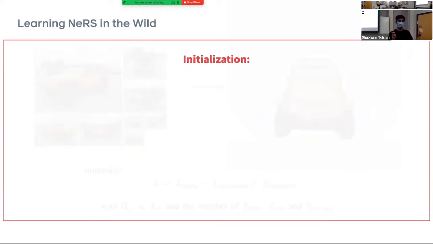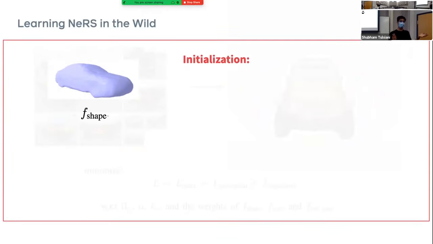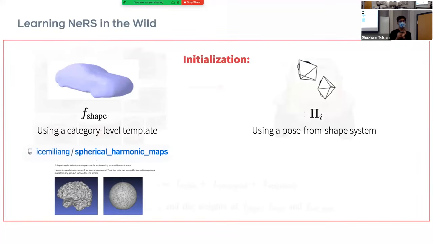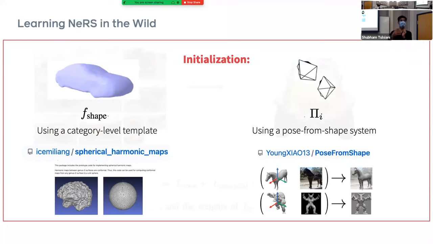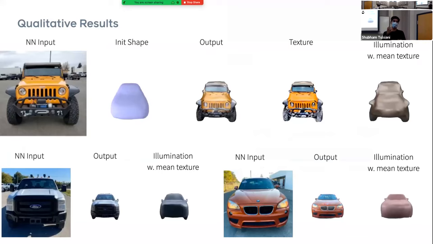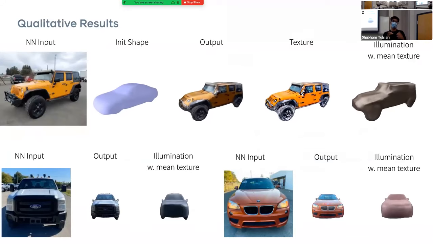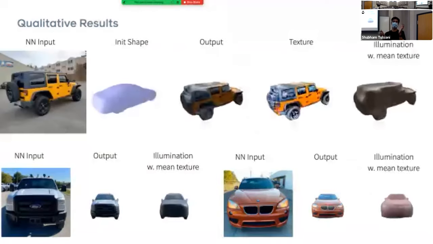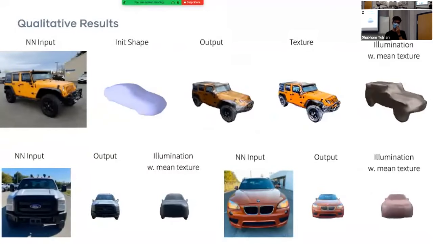As I was alluding to earlier, we use a coarse template shape to initialize using this particular code base, and also just use an approximate camera using an off-the-shelf system, in particular this one from Xiao et al, which given a coarse template and an image, gives us some pose, which is typically accurate, let's say within 30 degrees. Given just these, we are able to reconstruct the 3D that I'm showing in the middle, and also some image on the right, which is showing you the view-dependent effects overlaid with a mean texture. So all the shininess there is really the view-dependent effects.